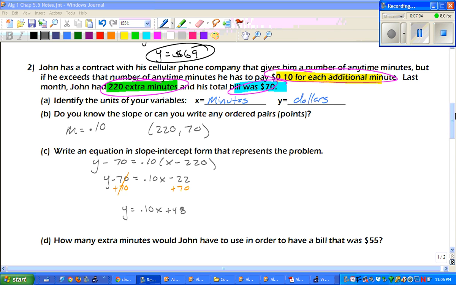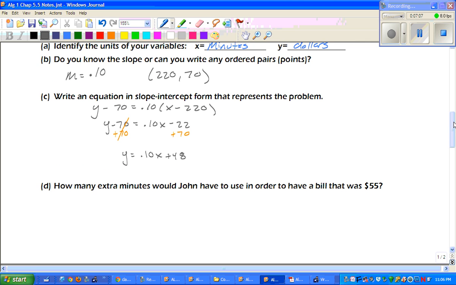All right, we're not done yet, because look at what part D is saying. It says how many extra minutes would John have used in order to have a bill that was $55? So this is talking about money, right? Isn't money y? So they're saying y equals 55. When we plug this in now, it's saying 55 equals 0.10x plus 48. It wants to know how many extra minutes.